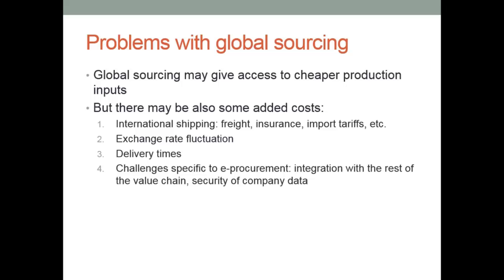The second one is exchange rate fluctuation, because many international purchases happen in the foreign currency of the foreign supplier, or even in a third currency, such as US dollars. The final price paid by an international company whose home currency is different will be subject to the exchange rate applicable at the time of purchase.